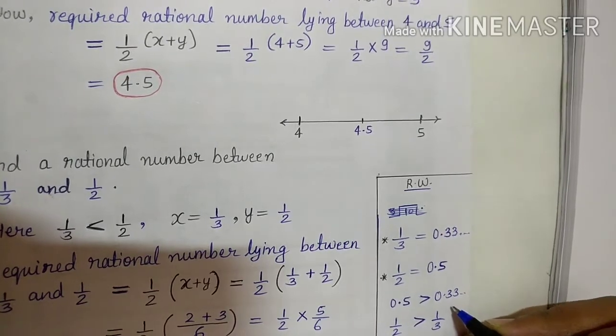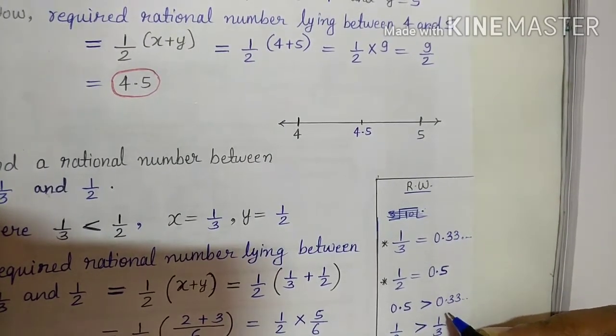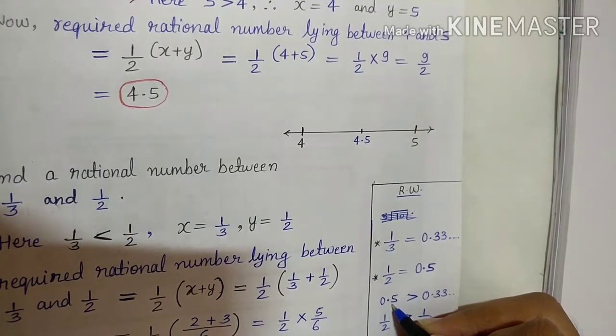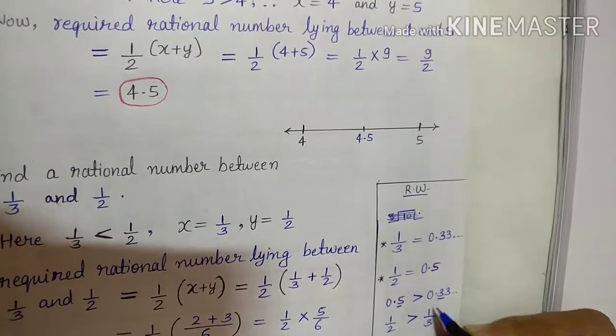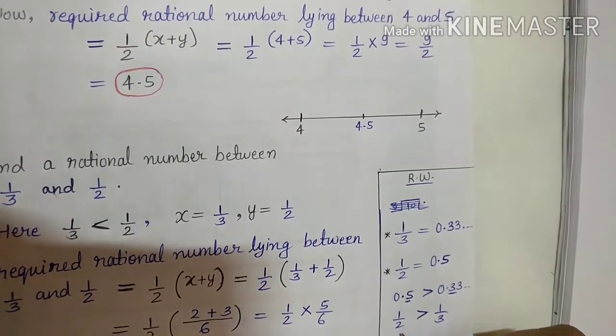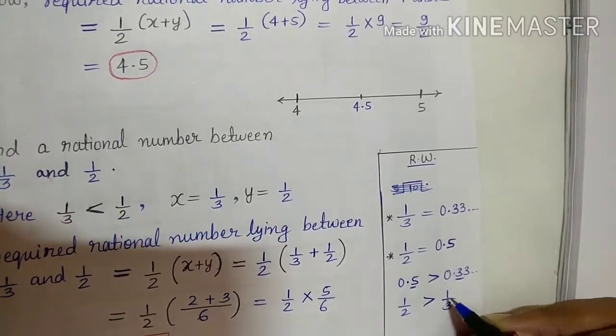Now don't say, sir, it is 0.33. 0.33 is wrong, just say 0.3. So we just check the digits which come right after the point. Here 5, here 3. 5 is greater than 3. So 0.5 is greater than 0.33. So we can say 1 upon 2 is greater than 1 upon 3.